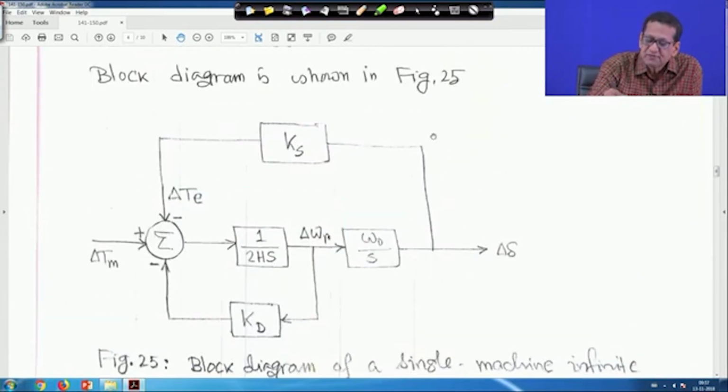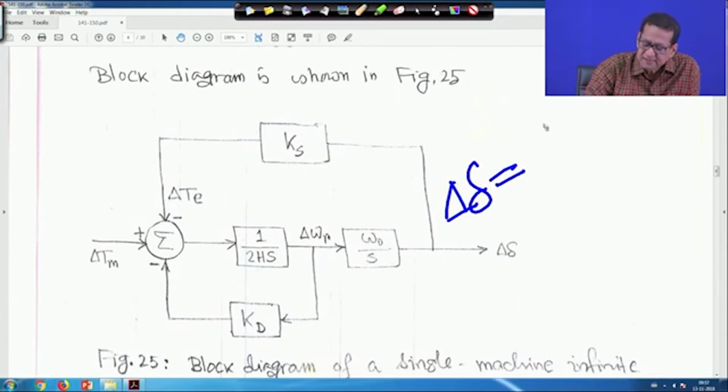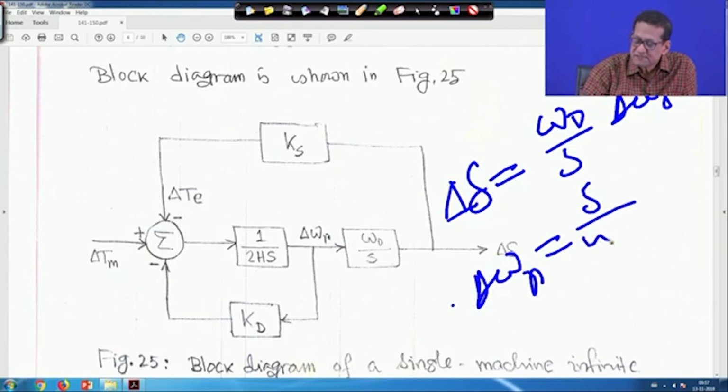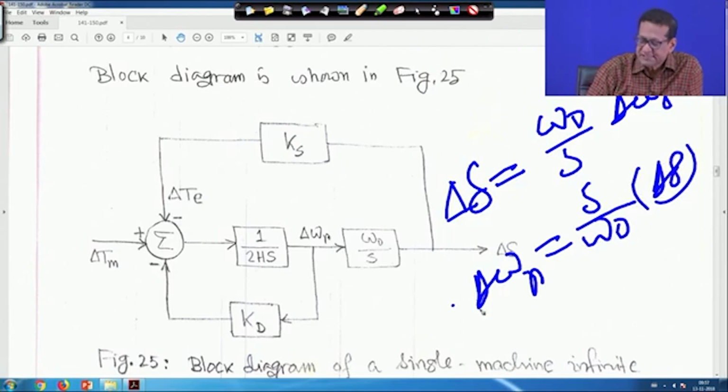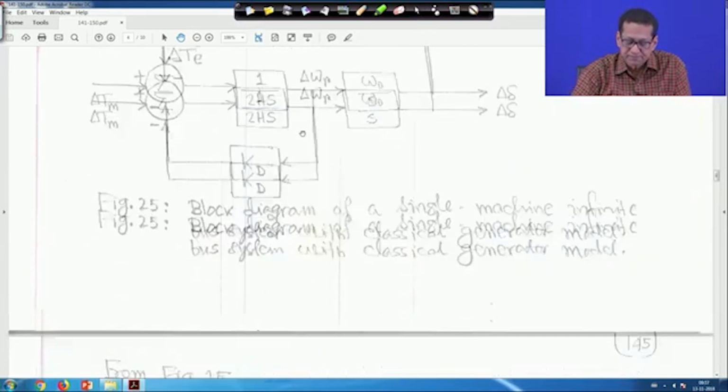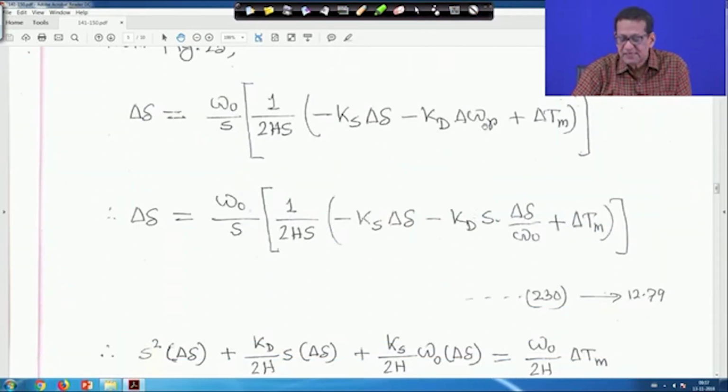I am writing here, just hold on: from here delta delta is equal to omega 0 by s into delta omega r. Therefore, delta omega r is equal to s by omega 0 into delta delta. So this delta omega r is equal to s by omega 0 delta delta; you substitute. If you do so, it is coming, delta omega is equal to minus K d s delta delta upon omega 0 plus delta T m. This is equation 230.